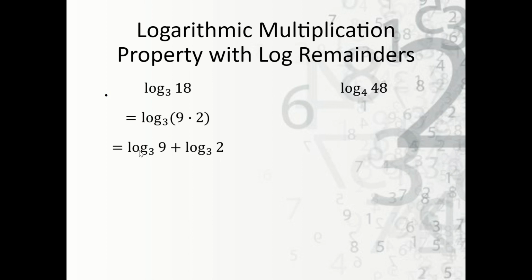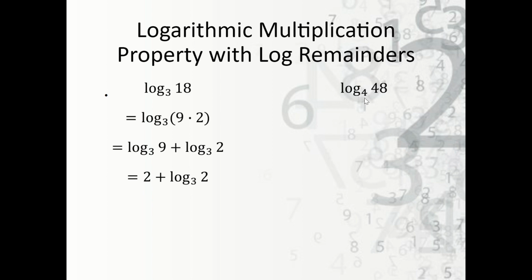And this part we can simplify. So log base 3 of 9 is the same thing as 3 to the x power is equal to 9. Well, we know that 3 to the 2nd power is equal to 9. So we end up with 2 plus log base 3 of 2. We can't simplify this because we can never go from 3 to 2 by multiplying by powers. So we just leave it just like this.